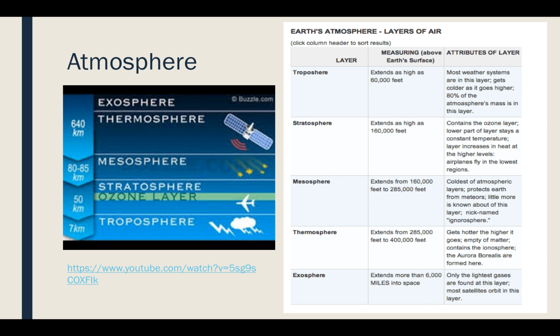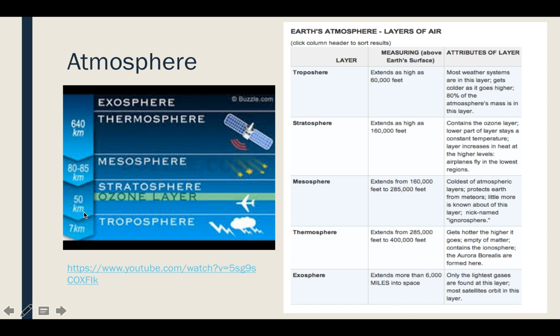There we've talked about the biosphere, the hydrosphere, the lithosphere, and the atmosphere, and we're going to dive deeper into the atmosphere specifically. And the most important layer that I want you to remember is the troposphere, and that is the layer that extends as high as 60,000 feet. Here we see it here as well.